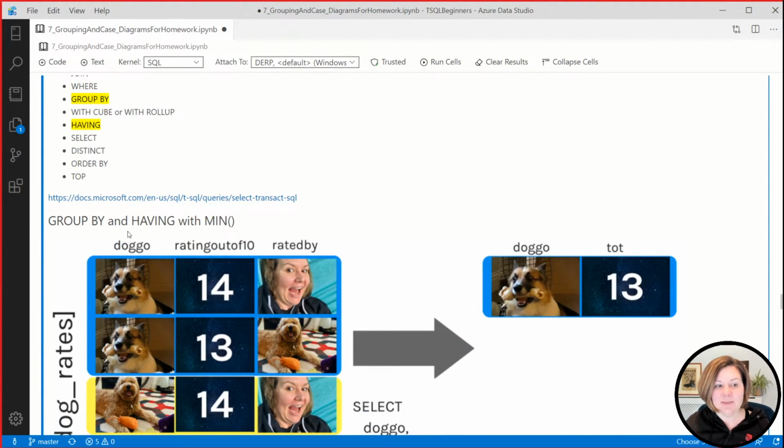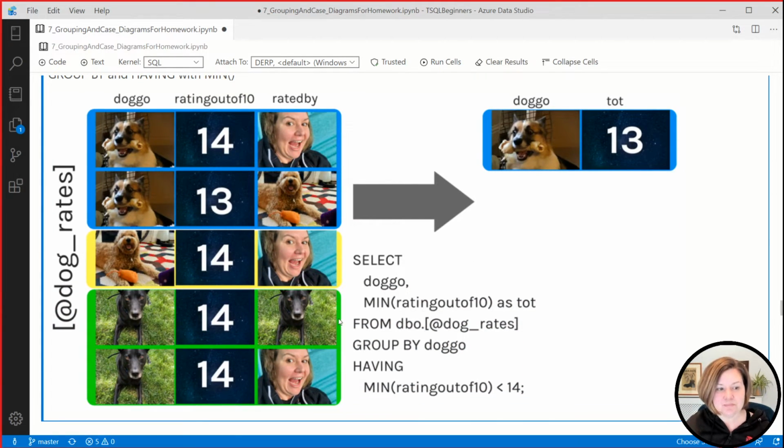So here is group by and halving with minimum. Our query's gotten a little fancier here. Very similar, we're doing that min rating out of 10, just like we had before. The top part of this query is the min example from before, and we've just added on a halving here. So we want halving min rating out of 10 less than 14. Whose minimum rating is less than 14? There is only one dog that has a minimum rating that's less than 14, and that is Stormy.